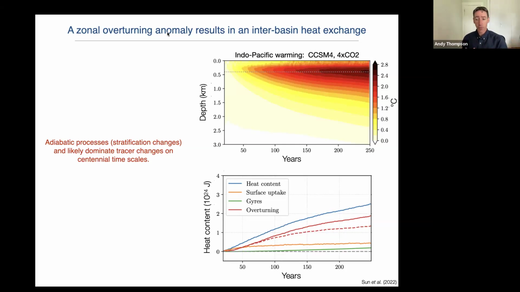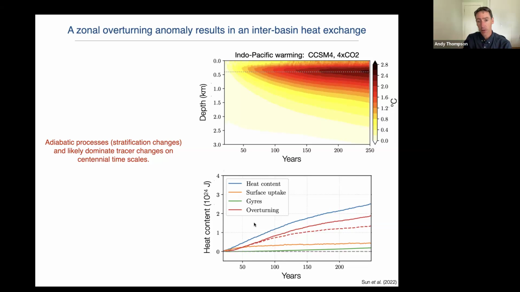This warming is something that you might expect simply because the atmosphere is getting warm. You might have surface heat uptake that is slowly being mixed into the basin interior. But when we actually did the calculation of what are the processes that are leading to heating in the Indo-Pacific, what we found is that the dominant term giving rise to an increase in heat content in the Indo-Pacific was not surface heat uptake. Rather, it was this advection of heat by the perturbation in the overturning circulation.